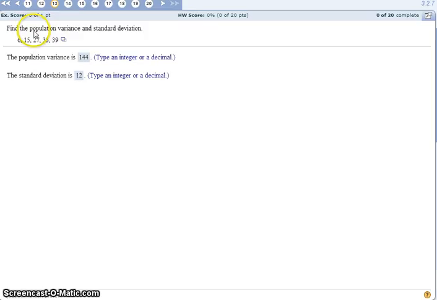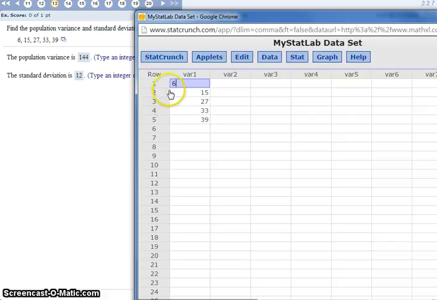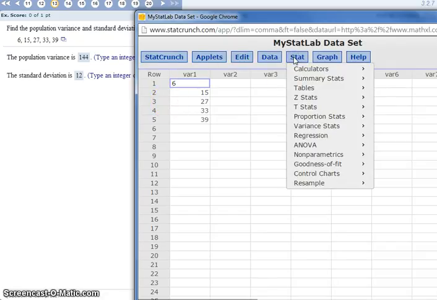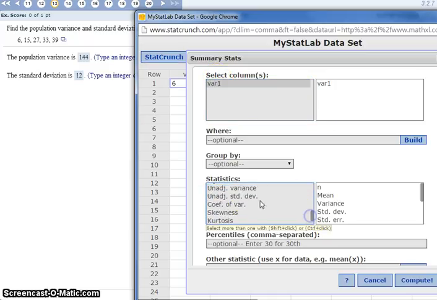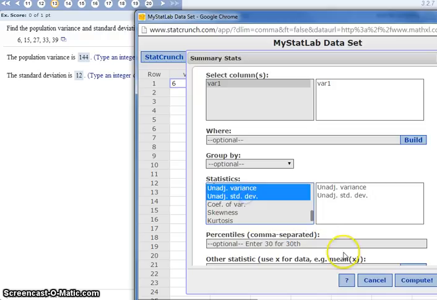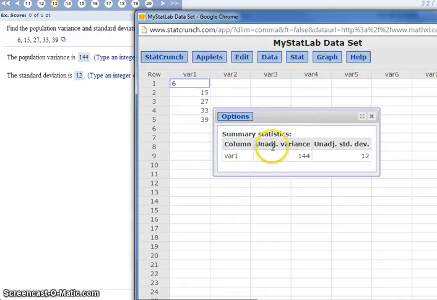Here we're looking for a population variance and population standard deviation. So just remember, I mentioned this on number 11, but when you're selecting what you want, make sure you do the unadjusted variance and unadjusted standard deviation, because those are for the population. They're not adjusted for a sample. They calculate the variance and standard deviation for the entire population.